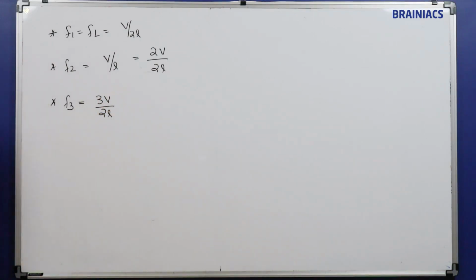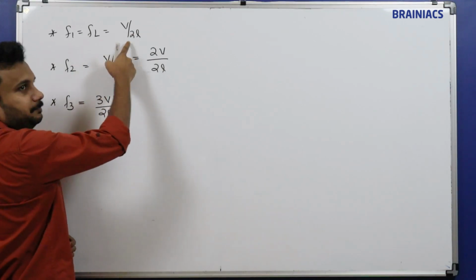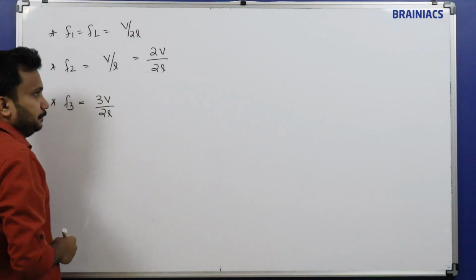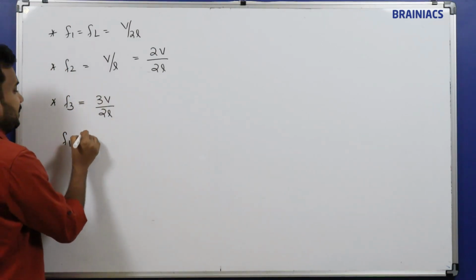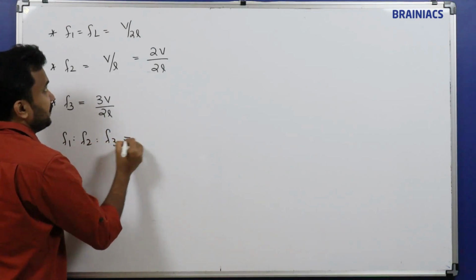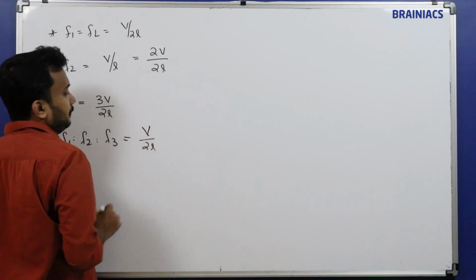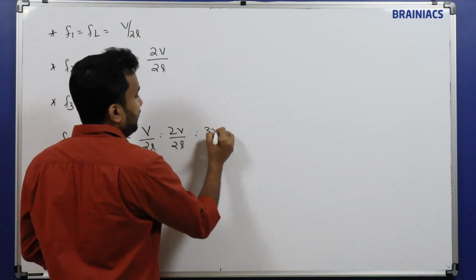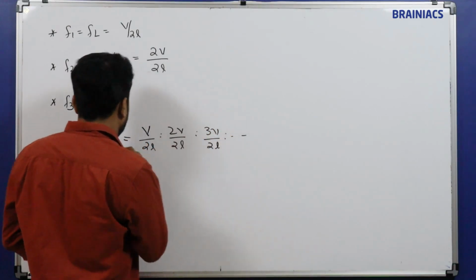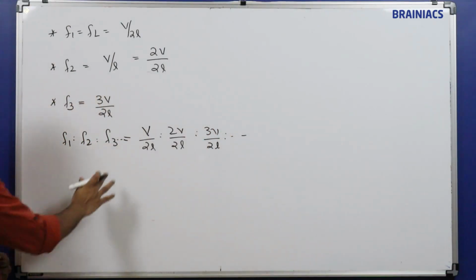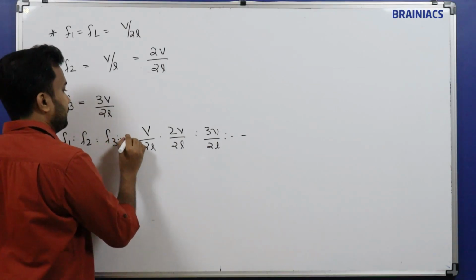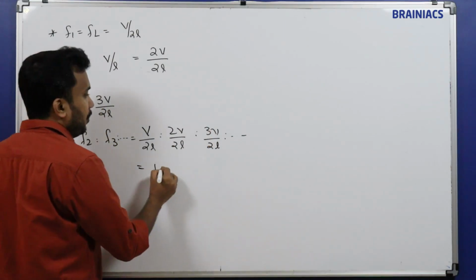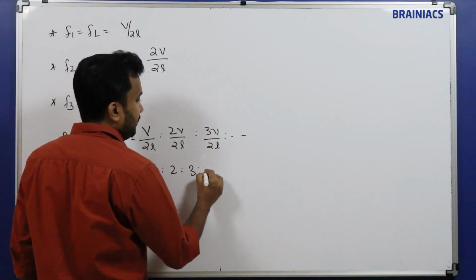Now if you look at the pattern, very important: V by 2L, 2V by 2L, 3V by 2L. So I can say F1 is to F2 is to F3 is equal to V by 2L is to 2V by 2L is to 3V by 2L is to etcetera. If I divide everywhere by V by 2L, what should I get? 1 is to 2 is to 3 is to etcetera.